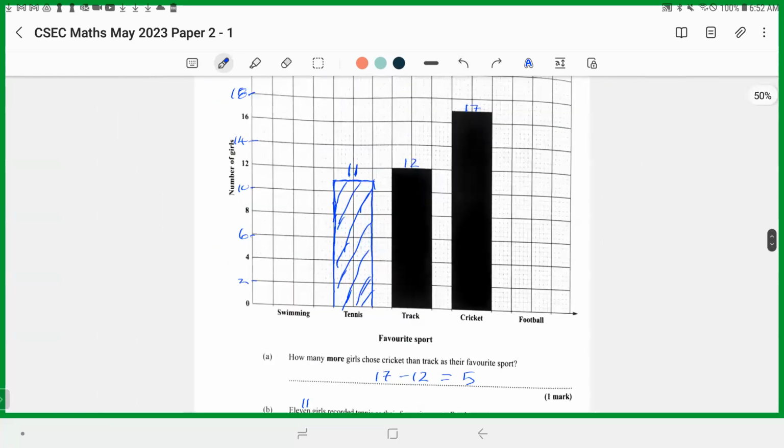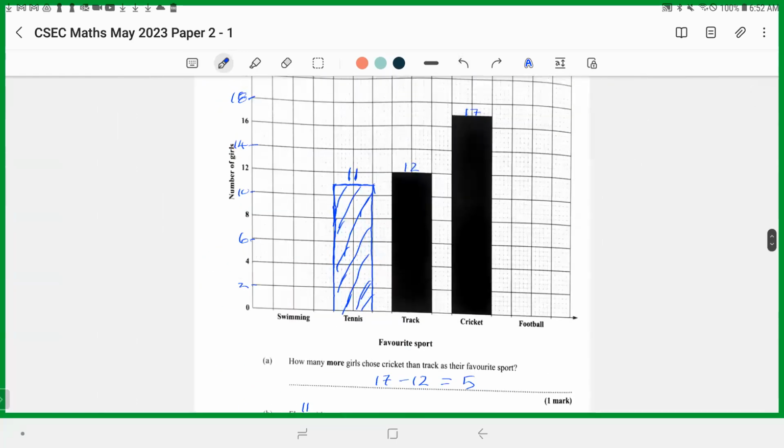14 for swimming, 14 is right up here. So 14 for swimming. That's my swimming bar. I'm going to put 14 on top there so I don't forget it.